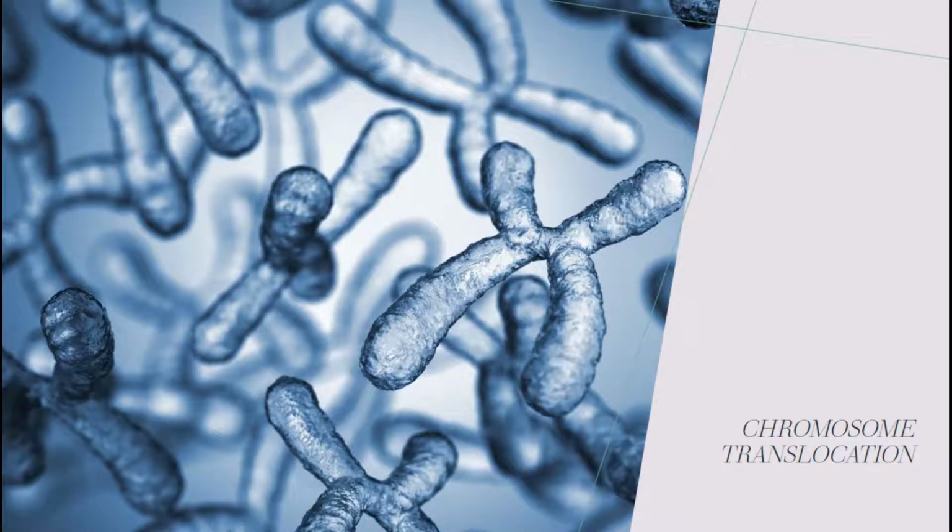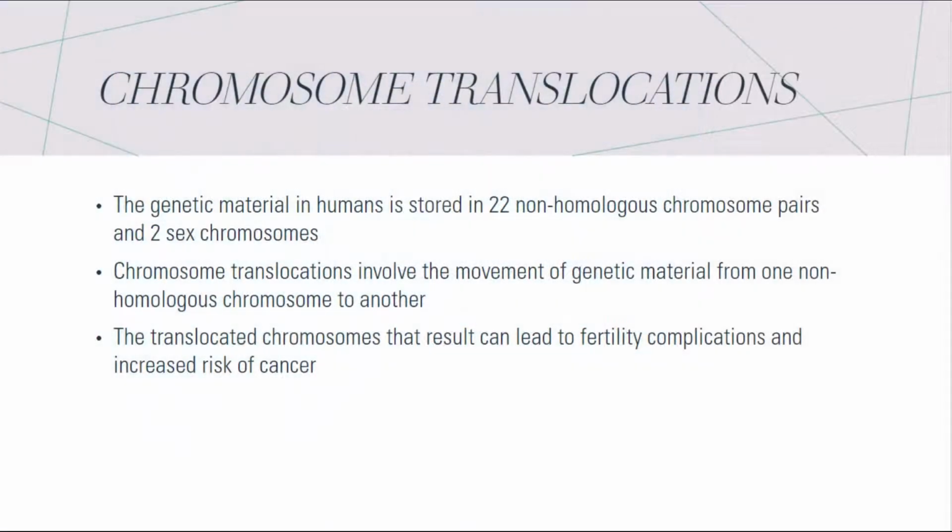Every living organism on Earth contains genetic material of some sort. In humans, this genetic material is called DNA, and it is stored within 22 non-homologous chromosome pairs and 2 sex chromosomes. However, chromosomal abnormalities can occur and cause problems. One such abnormality is chromosome translocations, and these involve the movement of genetic material from one non-homologous chromosome to another. The resultant translocated chromosome can lead to an increased risk of cancer and fertility complications.